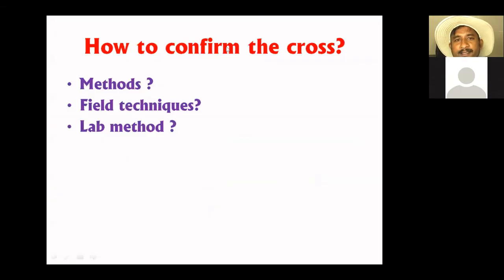One more important thing is, okay, we have done the crossing program, and then we come to the field, and how to confirm the cross? Whether we have selected plant A and plant B and crossed them, whether the F1 is a true F1 or a false F1. How to identify that? What are the different methods? In the case of Mung Bean, it's very easy.